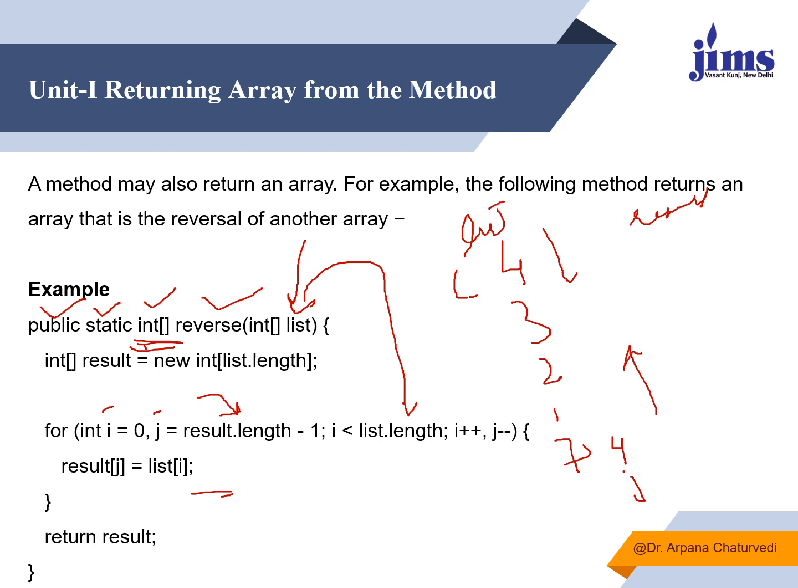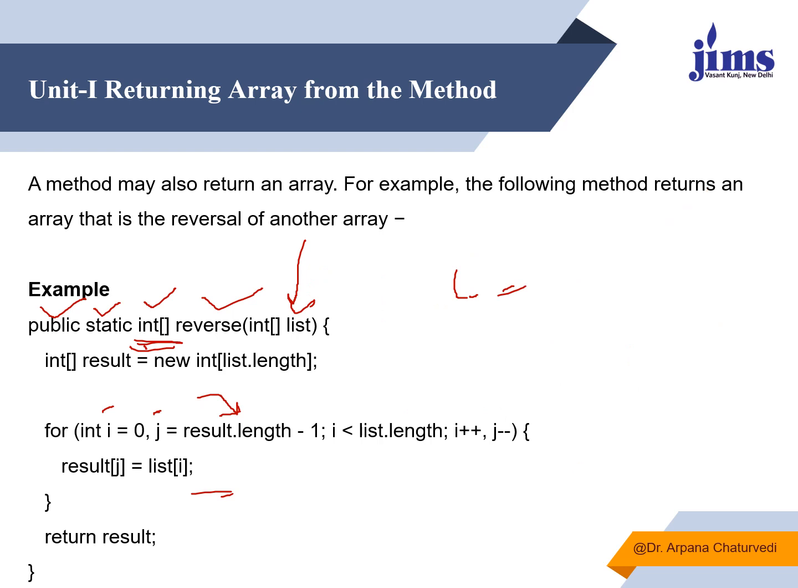And what am I doing? result[j], meaning result's fourth position, I am putting list[i], that is this 4. So what will get stored at the fourth position is 4, then decrement, 3, then decrement, 2, then decrement, 1, then decrement, 7. So from here we are moving from 4 to 0, and from here we are moving from 0 to 4, and we are putting each and every value. The 0th value will go to the 4th position, the first value will go to the 3rd position, the second value goes to the 2nd position, and we will be able to reverse the elements in an array.